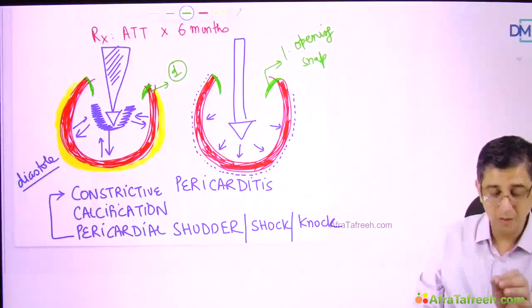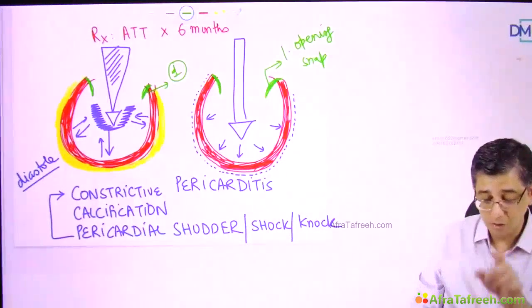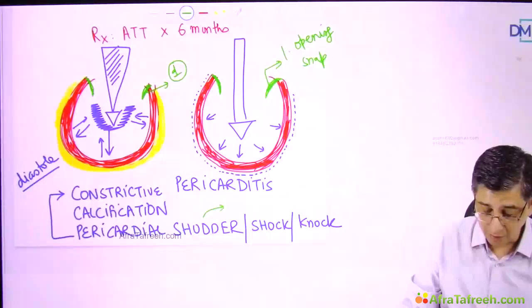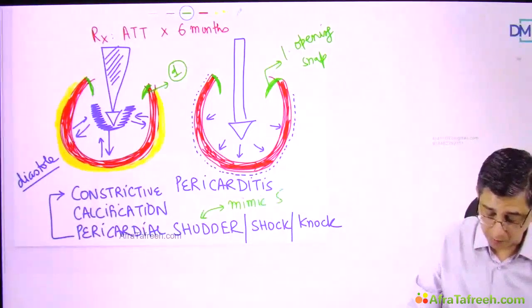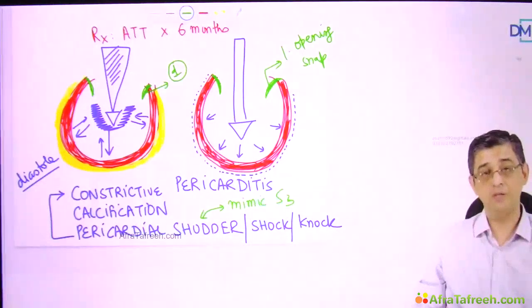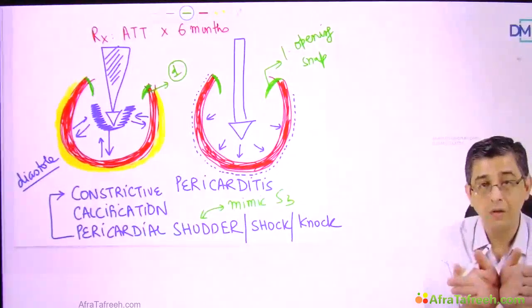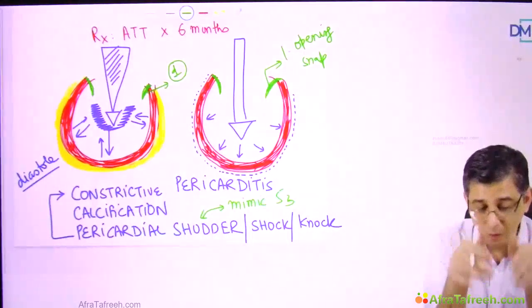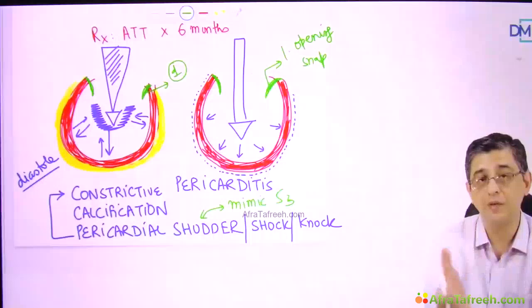So pericardial shudder always occurs after the opening snap, and because it can occur at the same time as the third heart sound, pericardial shudder can mimic the third heart sound. I repeat my concept once again. What I said was, first the mitral valve will open, that is the opening snap, then blood will go inside, hit and bounce off. So pericardial shudder is always heard after the opening snap.